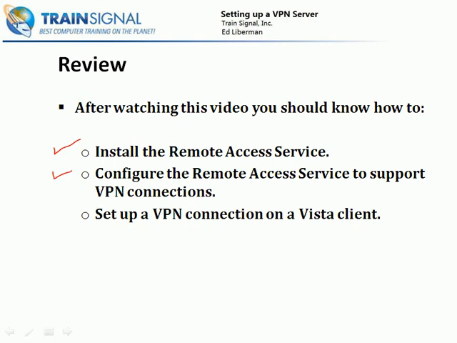And this is really where the wizard does everything for you, but you also should know how to manually go in and alter the number of ports, alter the authentication that we're going to support, know how to set up DHCP options and set up the relay agent. And you should also now know how to set up a VPN connection on the Vista client to be able to connect into the remote access server that has been set up for VPN support.